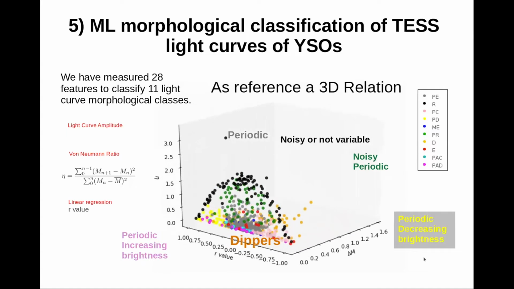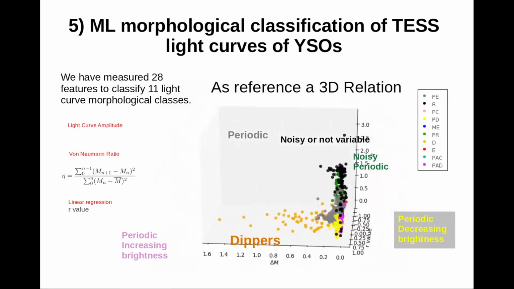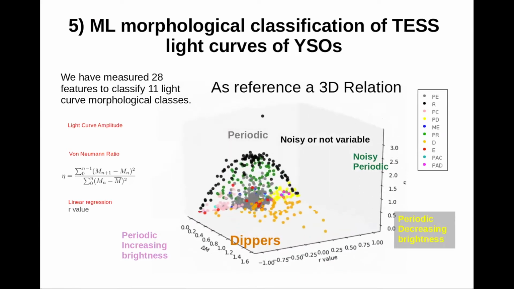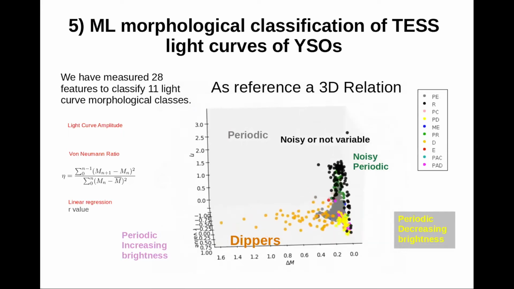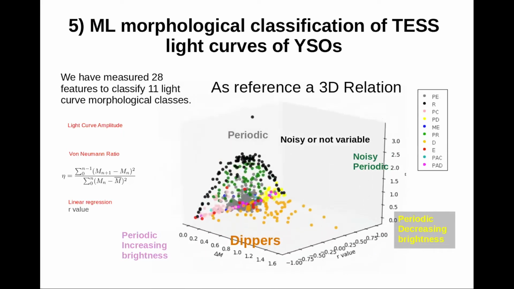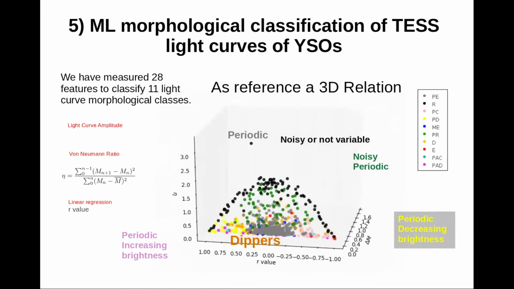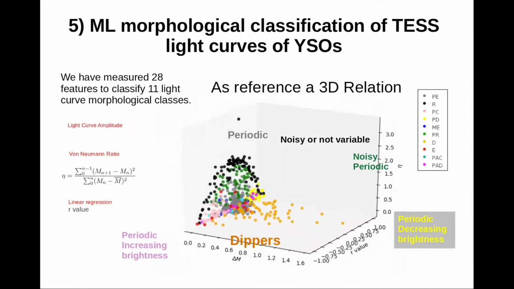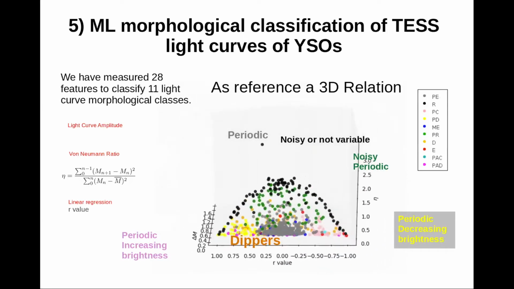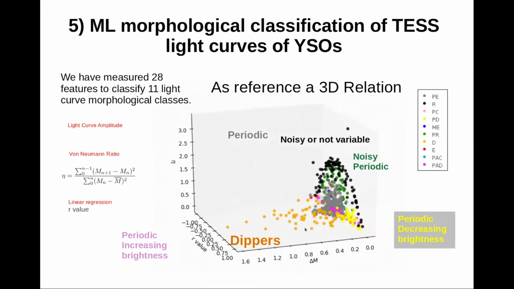We are testing 28 features from the brightness histogram, light curve, or periodograms to identify the 11 morphological classes by using machine learning techniques. As an example, here in this plot, I show you a three-dimensional feature space in which we can separate several classes. For example, periodic, noisy periodic, not variable, and dipper.